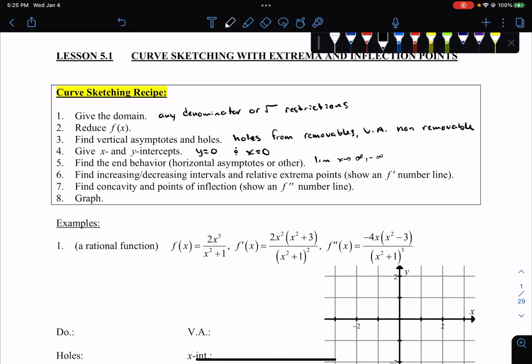Increasing, decreasing intervals is what we practiced a lot in chapter 4. We use our derivative, and we use that as well to find our local extremes, like relative maximums, relative minimums. You find the derivative, figure out what makes it equal 0, check the left and the right, all that fun stuff. And same thing with step 7, except you're going to use the second derivative to check concavity and points of inflection. So step 8, use all that information and graph.